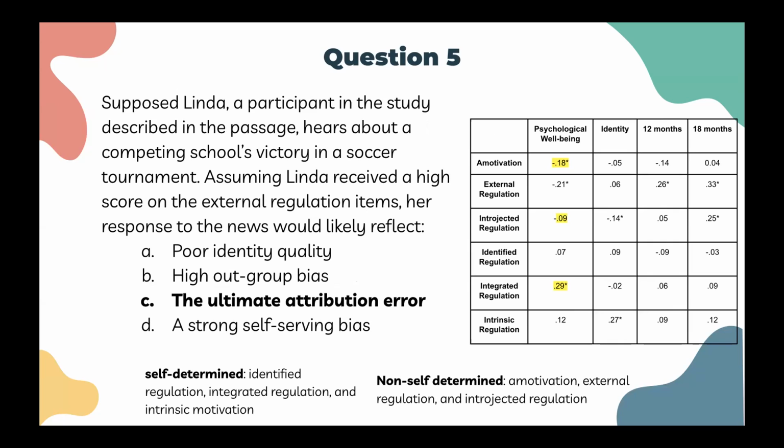Choice A is wrong because external regulation is positively correlated with identity quality. And choice D is wrong because the self-serving bias refers to our tendency to attribute our success as individuals, not as a group, to internal factors. And choice B is wrong because external regulation would be correlated with in-group bias, not out-group bias.